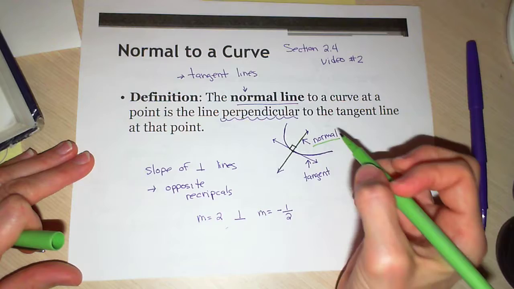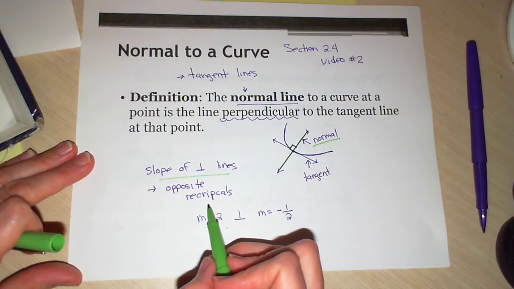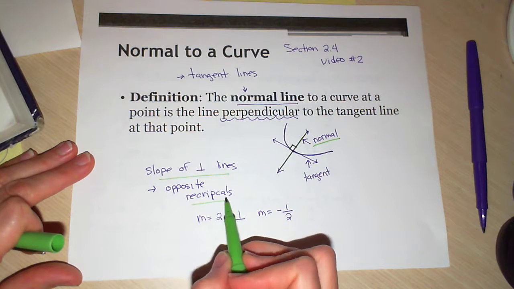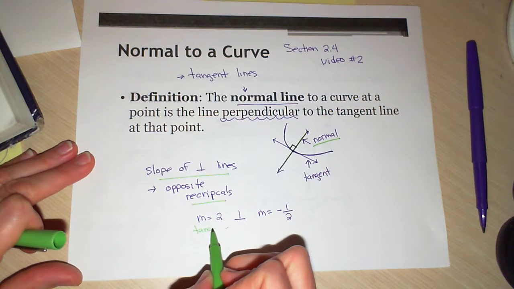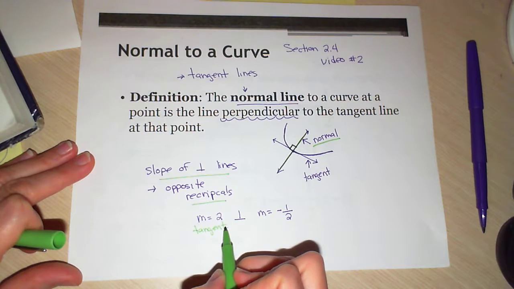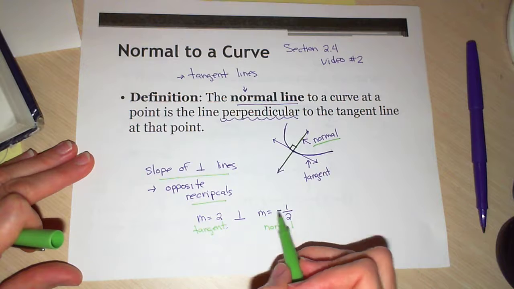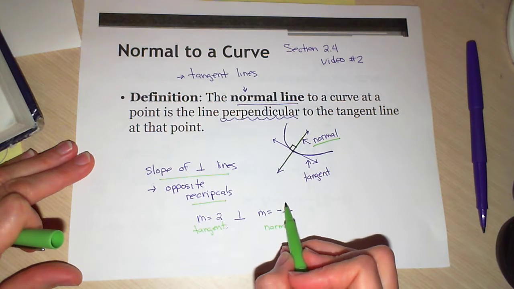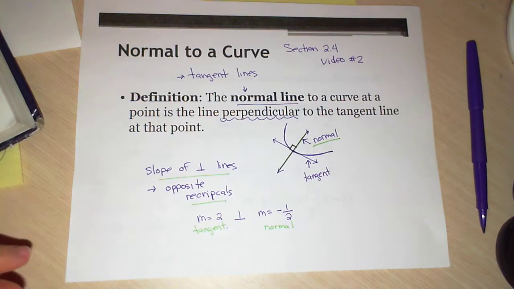What do we know about the slopes of perpendicular lines? The slopes are opposite reciprocals. So for example, if the slope of my tangent line is 2, the slope of my normal line will be the opposite and the reciprocal. So it would be -1/2.